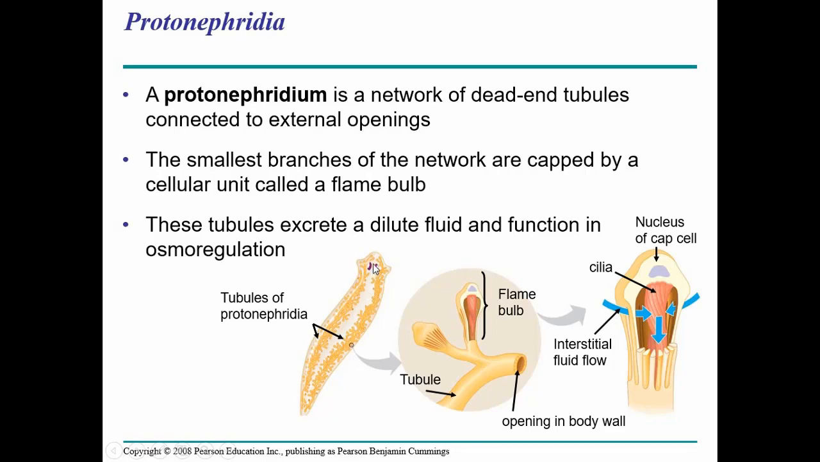So let's see this. The environment is interstitial fluid, and then it will be filtered into the flame bulb. The fluid goes into the flame bulb, and from there it will be filtered and removed to the outside of the body. So the water here goes this way and then is removed. This is the very beginning, or the very primitive type of excretory system. We call it protonephridia.